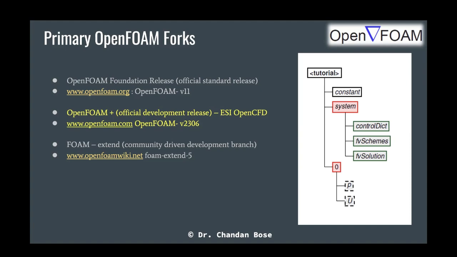So the MPI library is what enables, in Ubuntu or in a Linux system, to run a code in parallel with a particular domain decomposition technique. And then after the solution is run, you have to basically reconstruct everything. There is a function called reconstructPar, which will automatically reconstruct the solution.